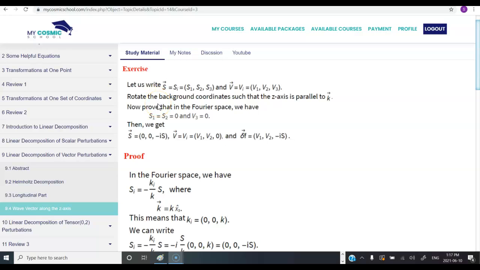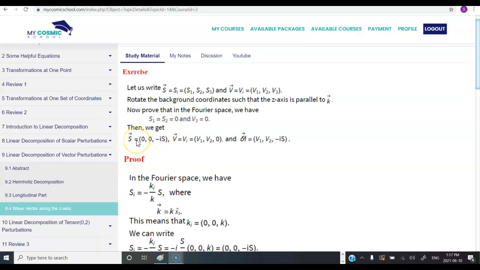Now take an arbitrary Fourier component of a vector perturbation. We have seen that we can divide vector perturbation into longitudinal component S and transverse component V. So there are three components in Cartesian space, three components for each vector. And now I will demonstrate that these components do not mix. That is, S components do not mix with the V components in the Fourier space.